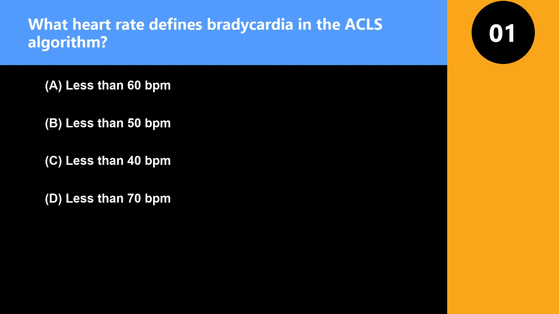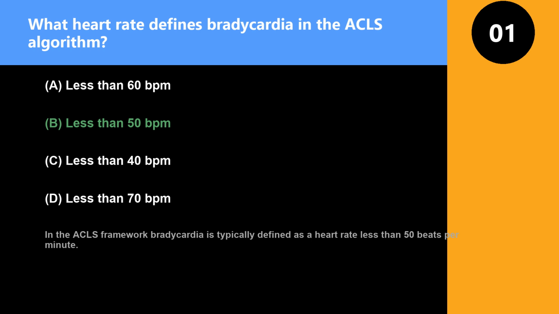Question 1. What heart rate defines bradycardia in the ACLS algorithm? Option A, less than 60 bpm. Option B, less than 50 bpm. Option C, less than 40 bpm. Option D, less than 70 bpm. The correct answer is option B, less than 50 bpm. In the ACLS framework, bradycardia is typically defined as a heart rate less than 50 beats per minute.